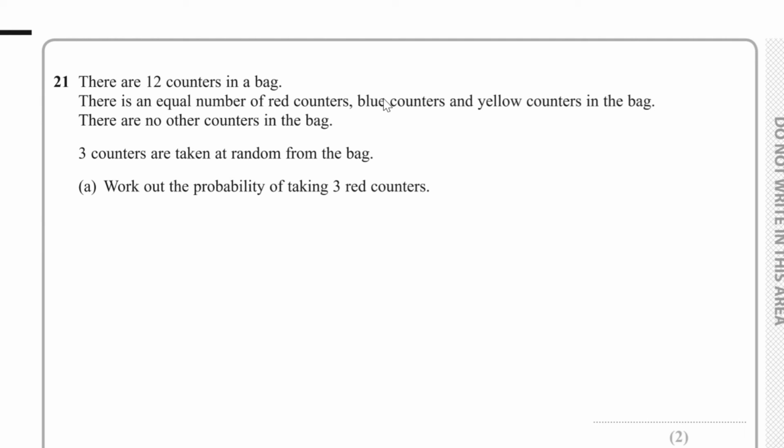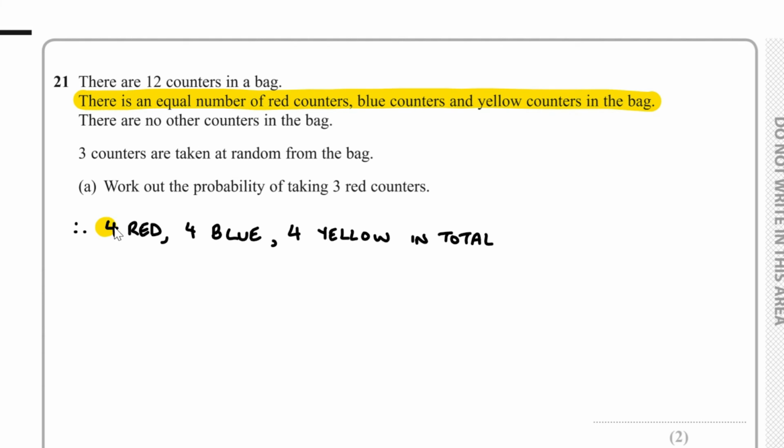Question number 21. There are 12 counters in a bag. There is an equal number of red counters, blue counters and yellow counters in the bag. So this means over here that there are 4 red, 4 blue and 4 yellow in total. Okay, so this statement tells us that there are 4 red, 4 blue and 4 yellow in total.